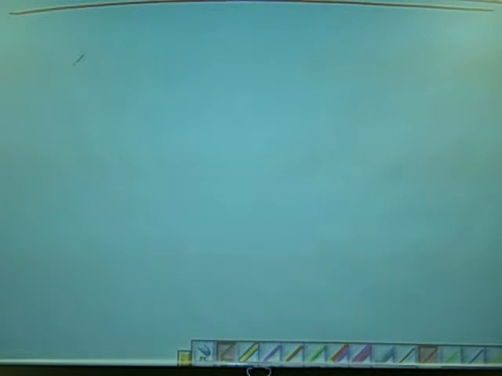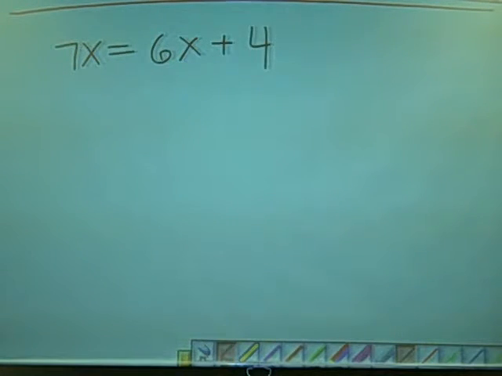Let's say that we have something like this. 7x equals 6x plus 4. Okay, here we want to combine like terms. First thing, combine like terms. We want to get the x's together.